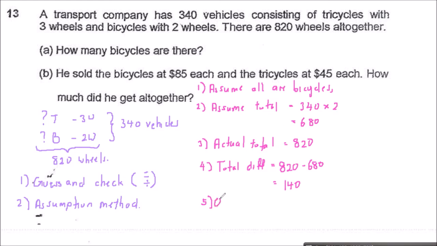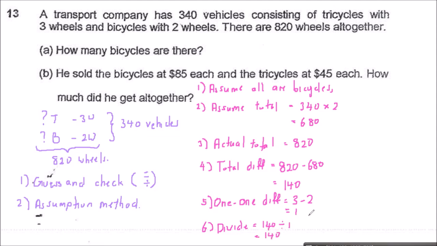Okay, step 5, right? Okay, find the 1 difference. What do I mean by one difference? Can you see that this is tricycle, this is bicycle? You take one tricycle, take one bicycle. Find the difference in the number of wheels. Okay, so we will come back to this. 3 minus 2 equals to 1. Okay, so for 6, right, we will divide. Okay, divide the two differences together. So we have 140 divided by 1 equals to 140.